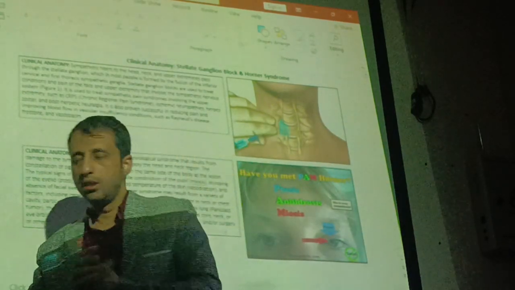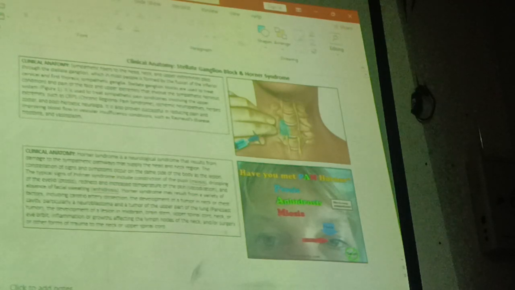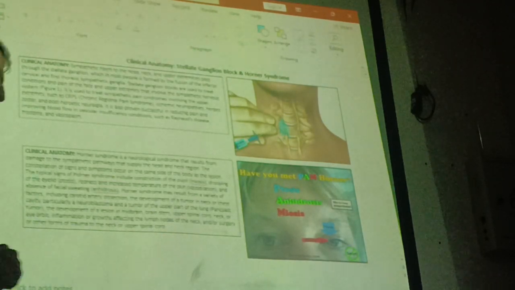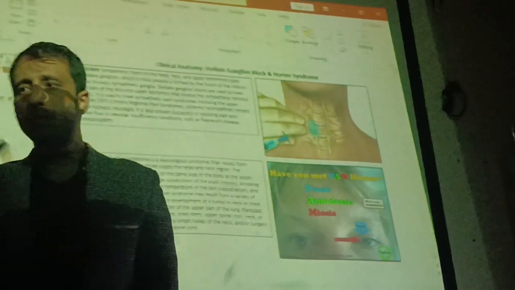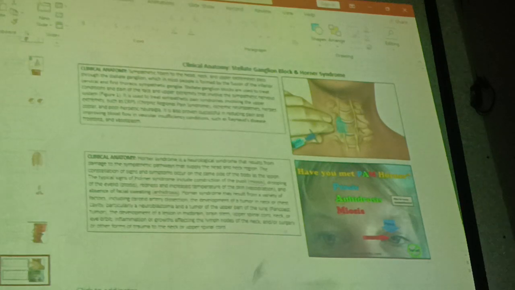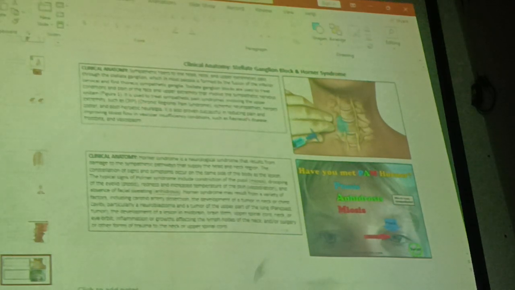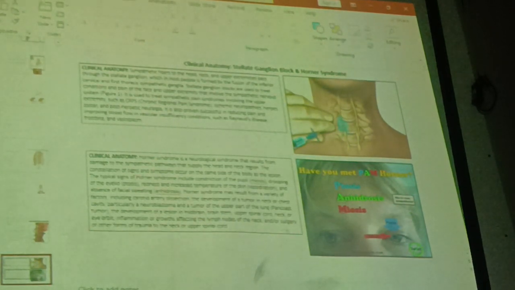You should know Horner syndrome and the signs of Horner syndrome. This Horner syndrome is created because of any injury to the sympathetic ganglion or sympathetic nerve. And what are the signs?